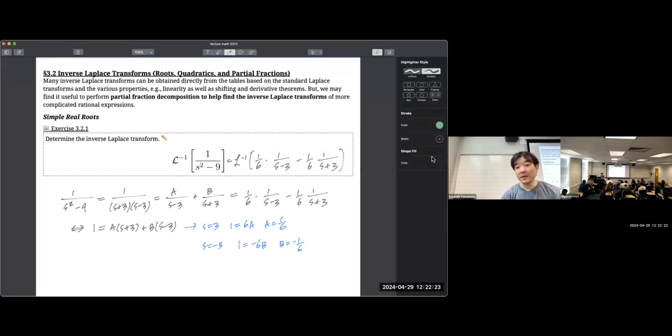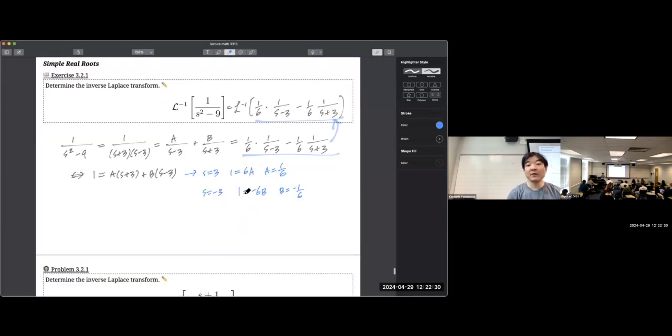Right, this is the same. I just took the thing and rewrote it as a partial fraction decomposition. But of course, now I can just take the inverse Laplace transform. So the inverse Laplace transform of this 1 over s squared minus 9, which there's nothing on the table that can help us with, if you rewrite it out, becomes this. So it's the same as taking 1/6 the inverse Laplace transform of 1 over s minus 3, minus 1/6 the inverse Laplace transform of 1 over s plus 3.